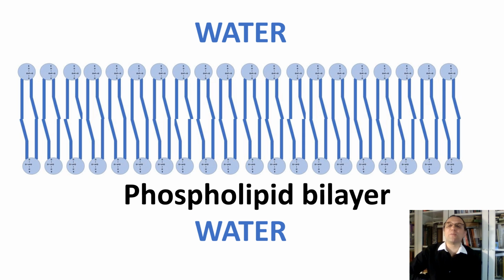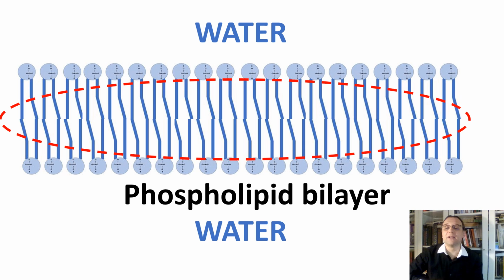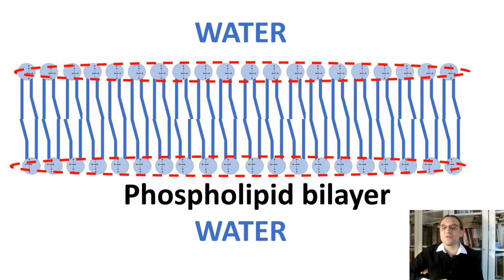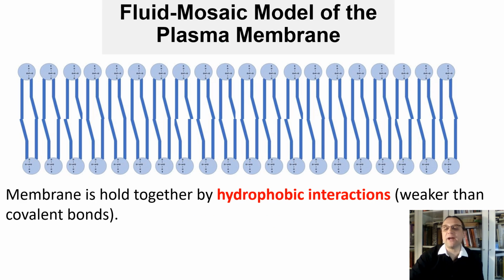If phospholipids from the cell membrane are purified and added to water, they will spontaneously form into membranes that look very much like the cell membranes from which they were extracted. The hydrophobic fatty acid tails of the phospholipids will face towards each other, and the charged phosphate heads will face towards the water. The membrane is held together by hydrophobic interactions. These interactions are weaker than covalent bonds.